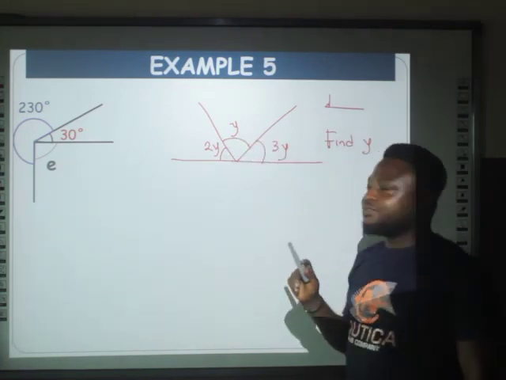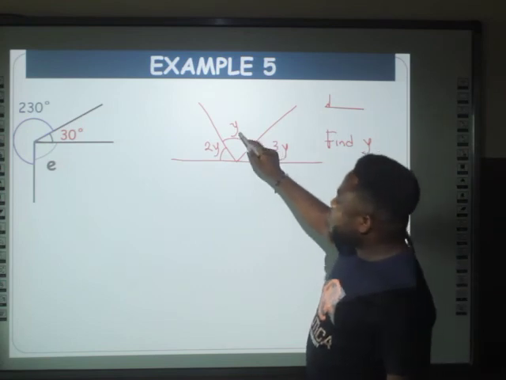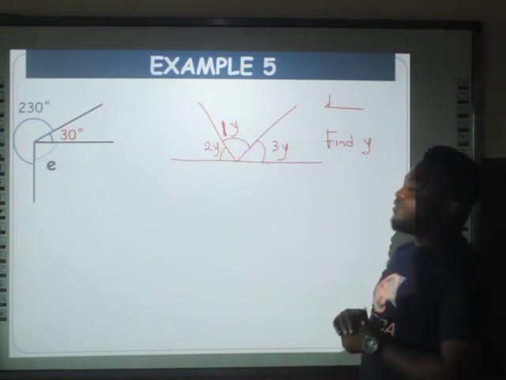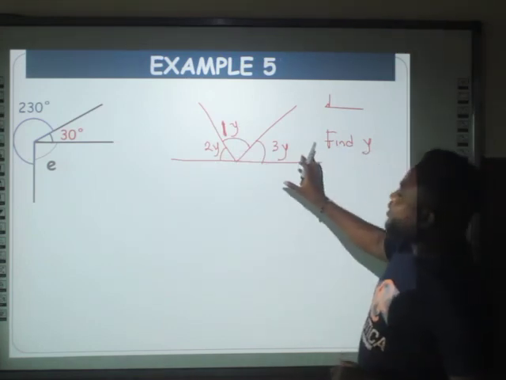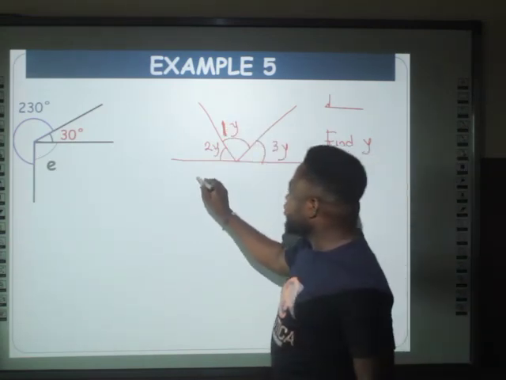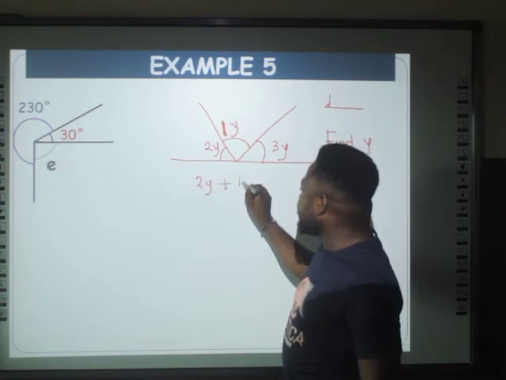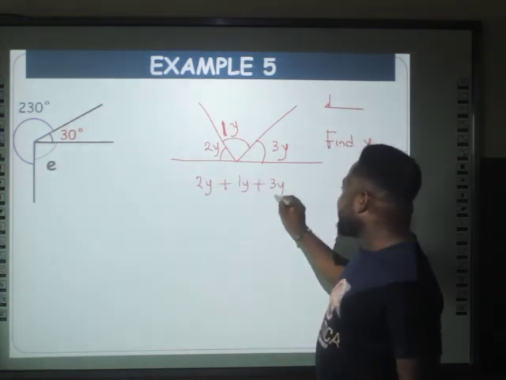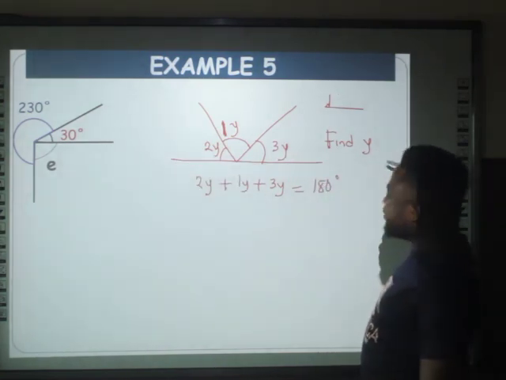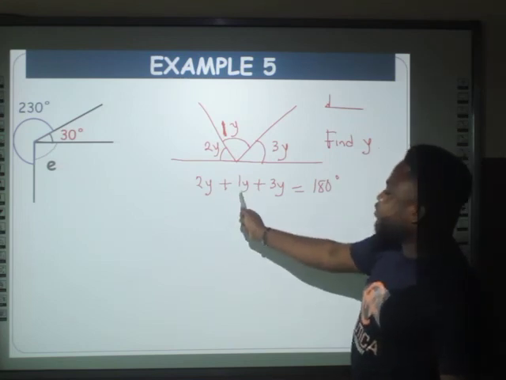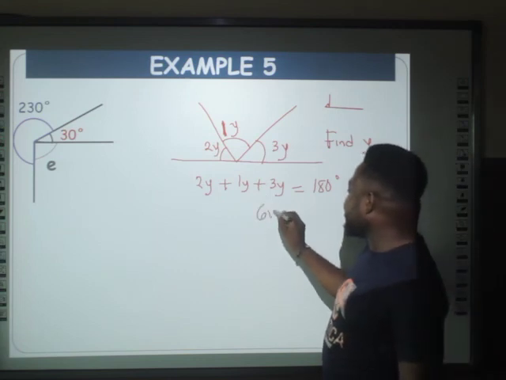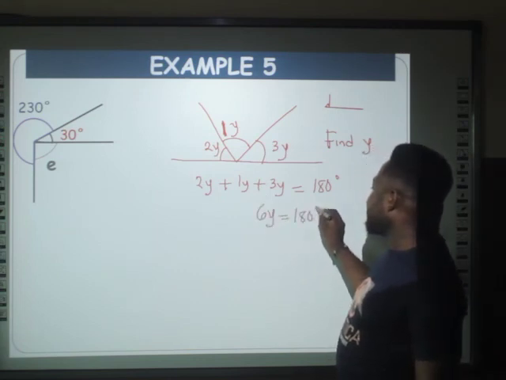Now, what you have to observe is this. In algebra, this y is given as 1y. Okay? That y is given as 1y. So that means if you add up all the 3 angles, the three angles will add up to 180 degrees. So we can now say 2y plus 1y plus 3y will be equal to 180 degrees. That's the sum of angles on a straight line. So 2y plus 1y will give you 3y. 3y plus 3y will give you 6y. You can now say 6y equals 180 degrees.